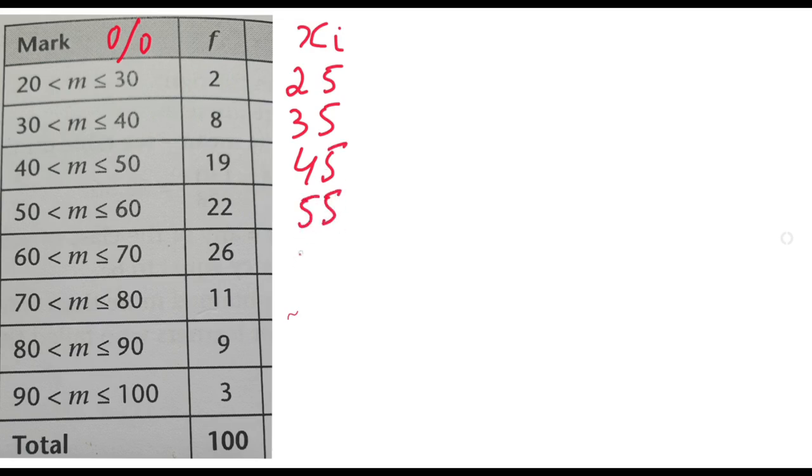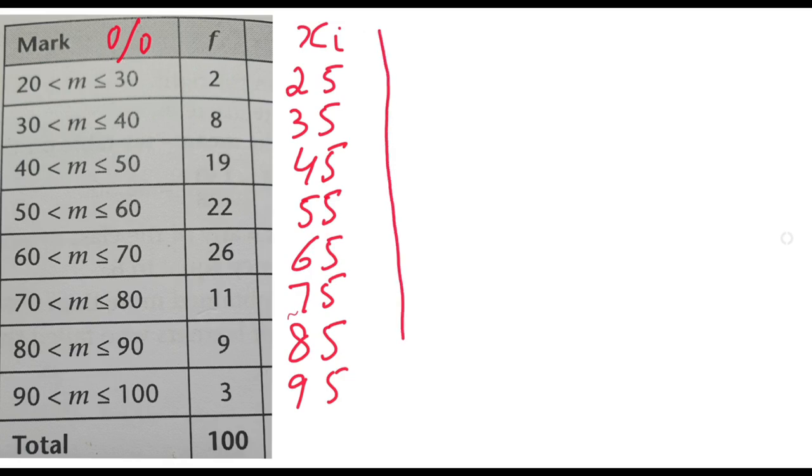You don't need to look. 65, you don't even need to calculate. 75, because the class interval difference is 10. Also the midpoints difference is 10. So 75 and 85, and this is going to be 95. So we got the class midpoints.